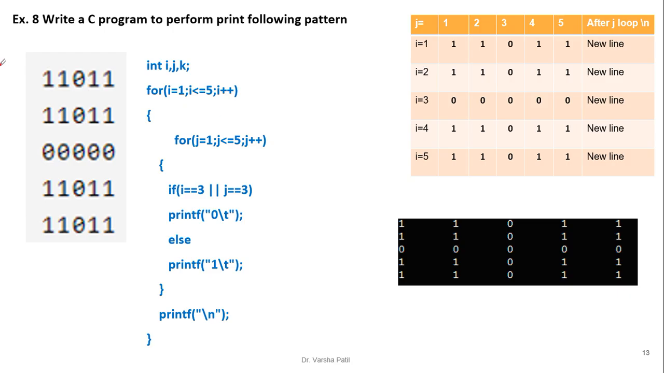Next program, 11011. Now see, here we can see that either i equal to 3 or j equal to 3. When i equal to 3, this happens, and when j equal to 3, this happens, but we don't want only one condition, we want all of them. So the condition I have given is either i should be equal to 3 or j should be equal to 3. So this entire row and this entire column will print 0, otherwise it will print 1.